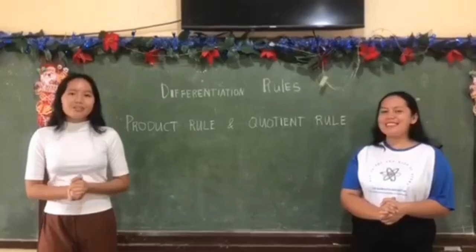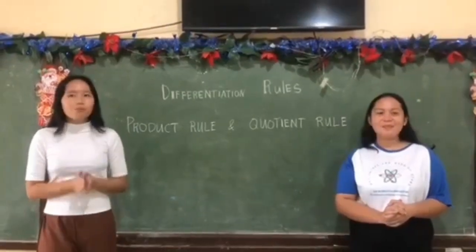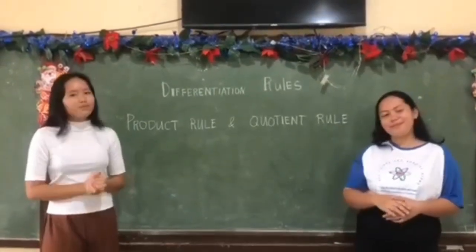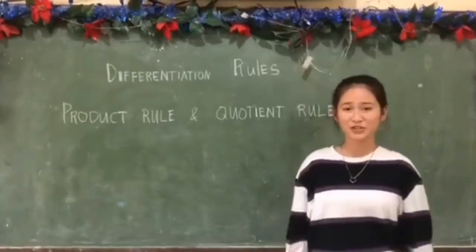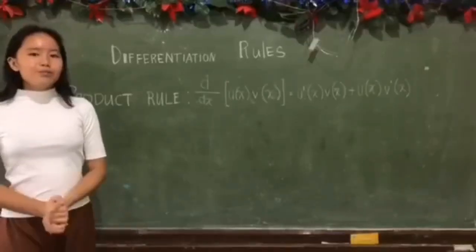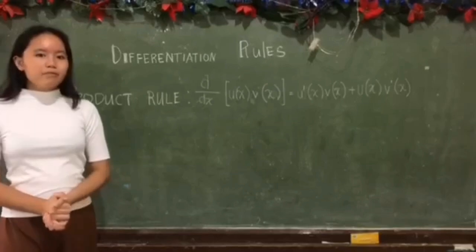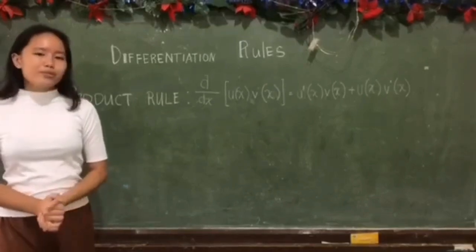essential for finding the derivatives of functions that involve multiplication or division of other functions. But before that, what are the product and quotient rules? The product rule helps us find the derivatives of a function that is the product of two other functions.